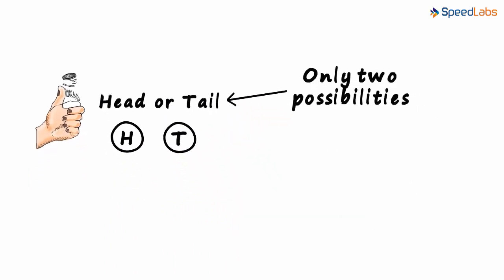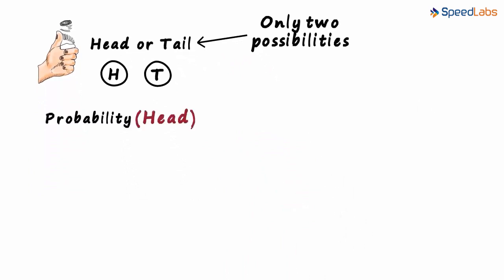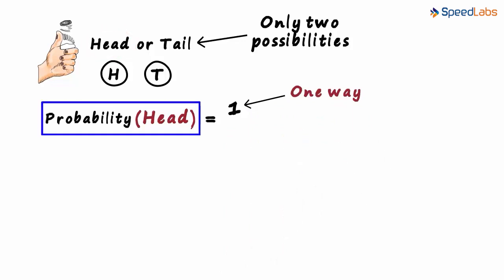Suppose I ask you a simple question. What is the probability of the coin landing a head? This question asks us that if we toss a coin, what is the likelihood that the coin lands a head? How do we calculate it? Here's how. There is only one way in which you can get a head. The only way is if it lands a head. That's the first thing we had to find out to find this probability.